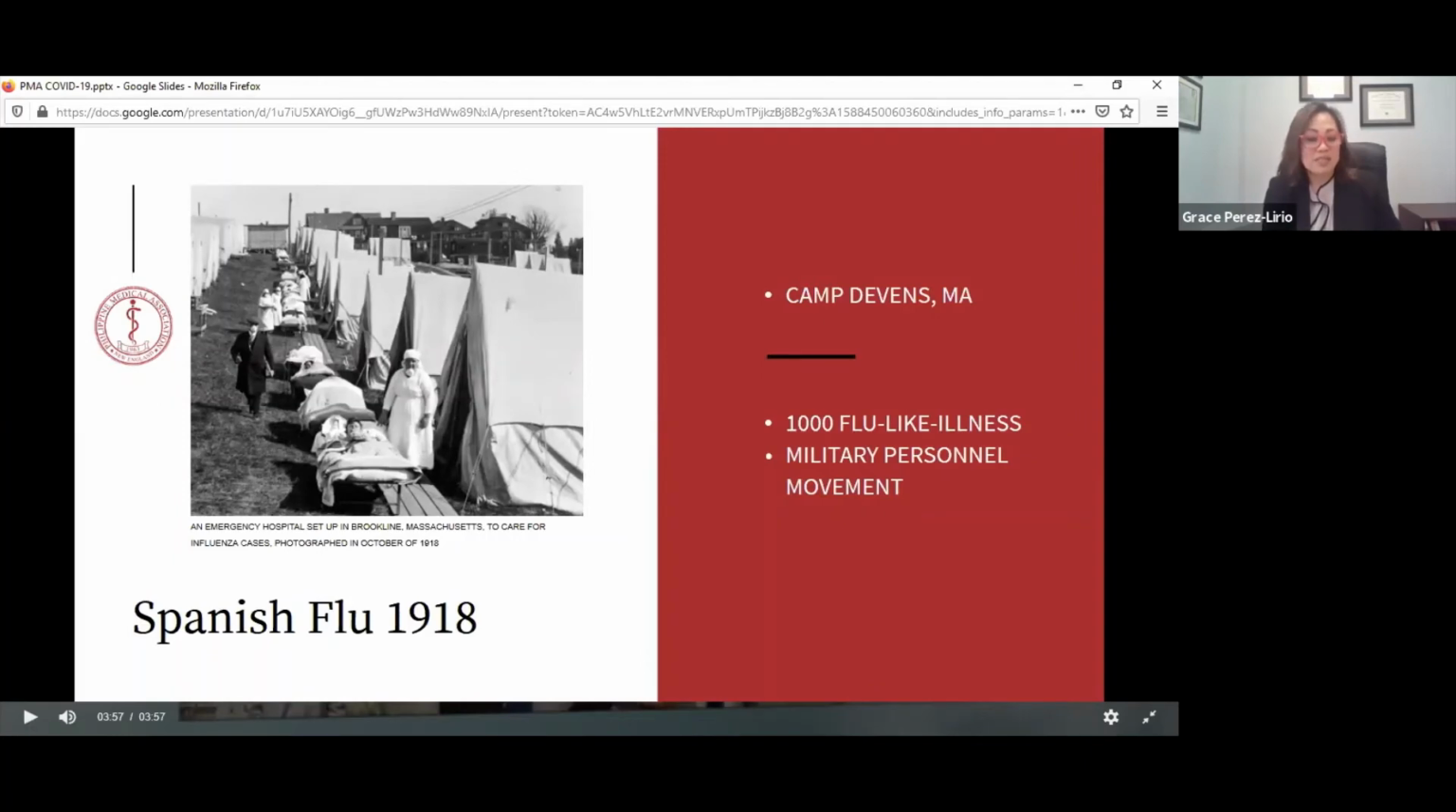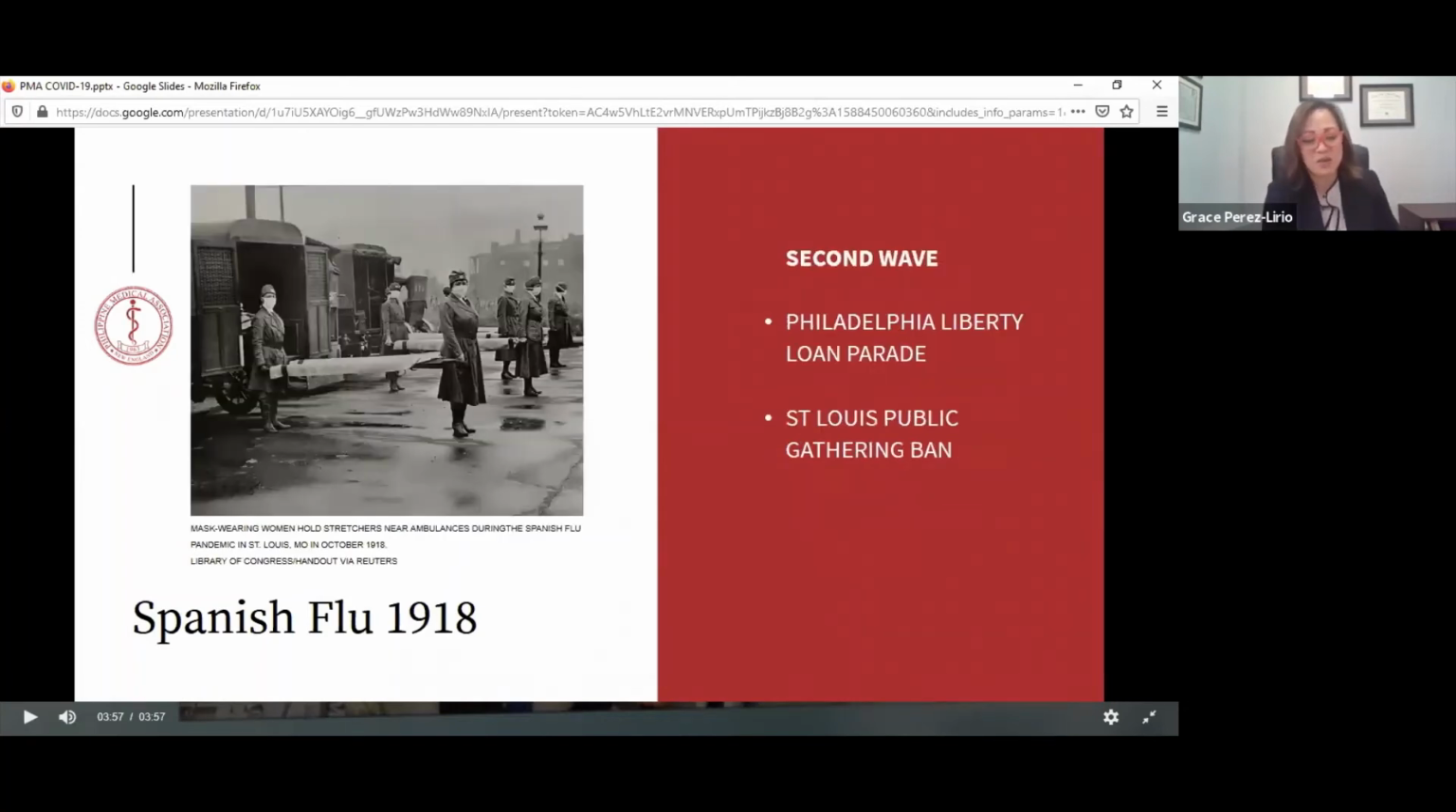And there was a second wave that was seen during the Spanish flu in the fall of 1918. This time, it not only affected servicemen, it also infected civilians. The Philadelphia Liberty Loans Parade was a parade held on September 28, 1918. And this was organized to help the Allied troops during World War I. More than 200,000 Philadelphians attended the parade, which led to one of the largest outbreaks of the Spanish flu in the United States. It has since been declared the deadliest parade in American history, with 10,000 people dead in 10 days.